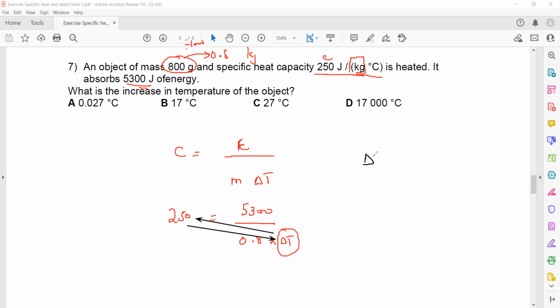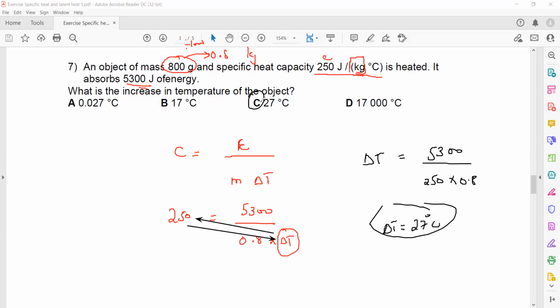So when we substitute the values, we can say delta T is equal to 5300 divided by 250 times 0.8. When we substitute the values, it will come out as the delta T, or change in temperature, as 27 degrees centigrade, or we can say C will be the right answer. Is it clear?